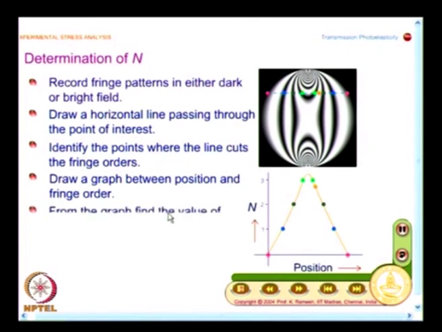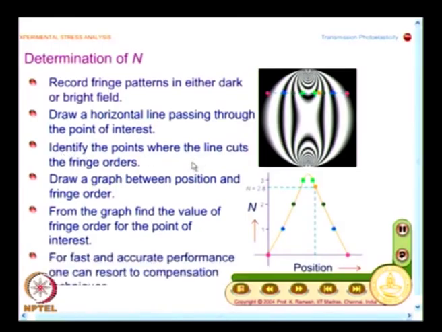And that is what is shown in this slide. So, what you do is identify the points where the line cuts the fringe orders, draw a graph between position and fringe order, and that is shown below. I have the position and I have the graph drawn. From the graph, find the value of fringe order for the point of interest, and it depends on how good you have drawn the graph and how well you have located these points. Your accuracy is dictated by that, and here it turns out to be fringe order at the point of interest is 2.8, that is what you get here.